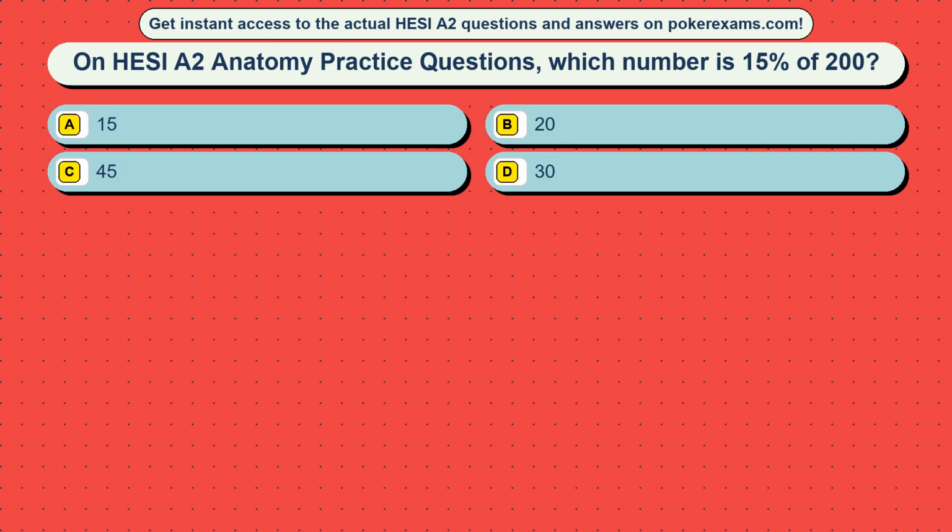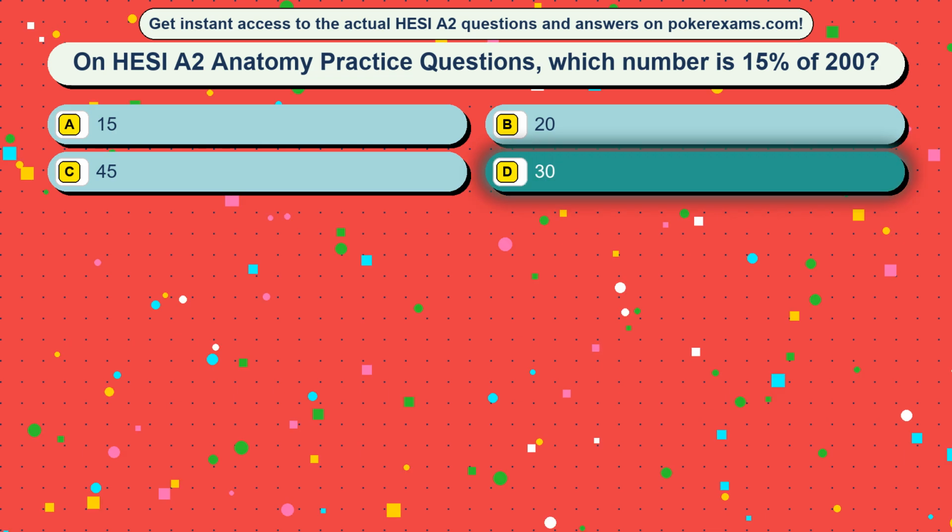Question 14. On HESI A2 anatomy practice questions, which number is 15% of 200? Option A, 15. Option B, 20. Option C, 45. Option D, 30. The correct answer is option D, 30.